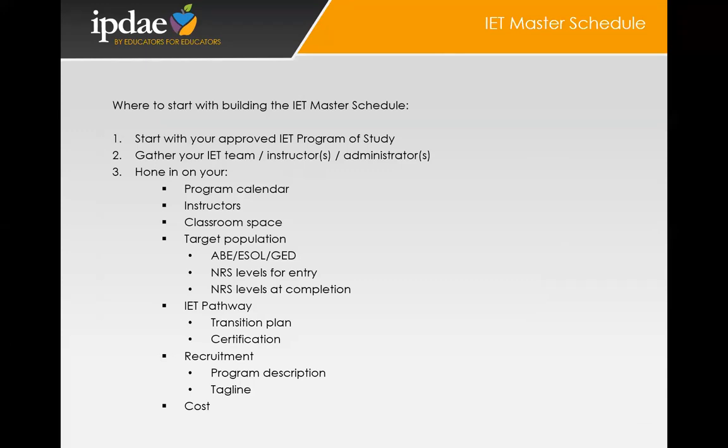So where do we start with building the IET Master Schedule? It should all begin with your approved IET Program of Study, where most of this information has already been laid out. While one person can put this together by themselves, we tackle it as a team to ensure that we haven't missed anything. We consider everything from our official work and program calendars to the possible instructors and classroom space. We then have long conversations about the target population to ensure that our content is at the appropriate level of rigor, and if our students will be successful in meeting the intended outcomes.